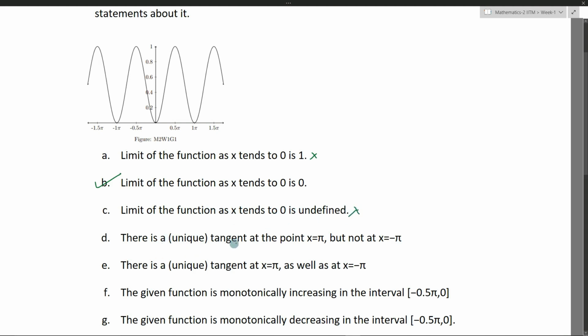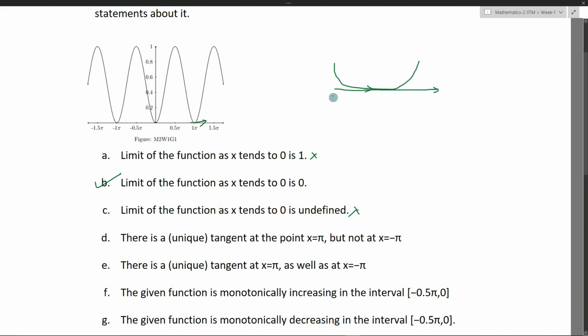There is a unique tangent at the point x equal to pi, but not at x equal to minus pi. Okay, let's see what is there at pi. At pi, I can draw a tangent. The x-axis will be the tangent. The exaggerated figure would be something like this. This would be the direction of the graph, and this would be the direction of the tangent. So I can draw a unique tangent at x equal to pi.